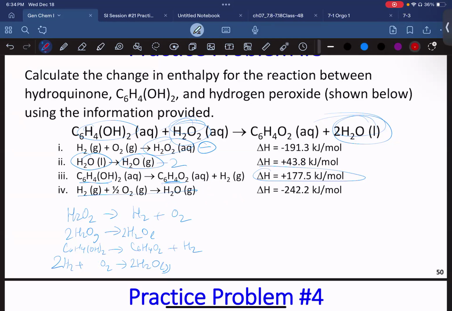Now you would cancel out the H's, because there are 2 H's in here and 2 H's here. There's an O here, there's an O here, and there's a 2 on the gas here. So now everything will balance itself out and you get the final reaction, which is C6H4(OH)2 yields C6H4O2 plus 2 H2O.